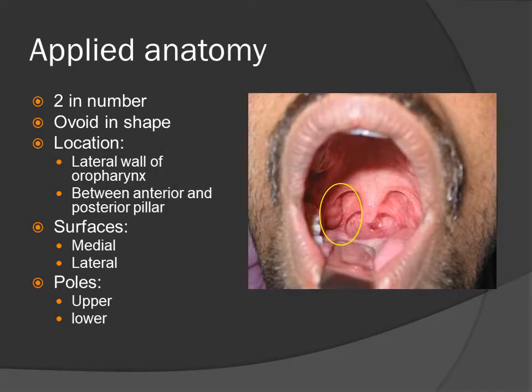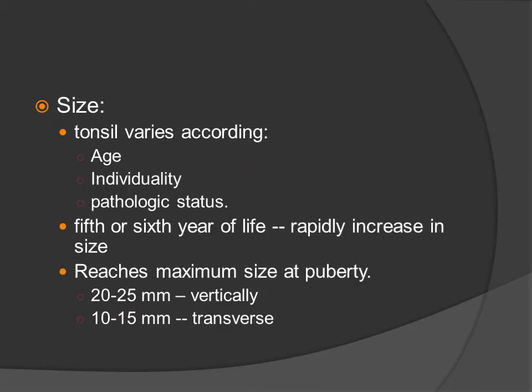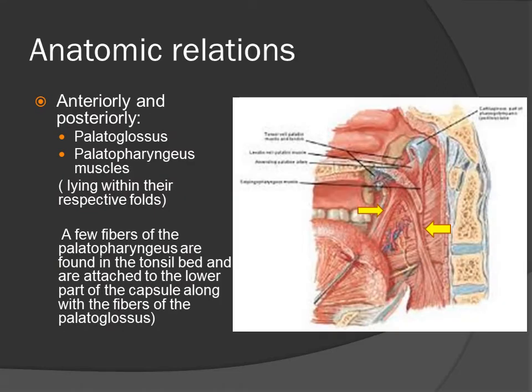Tonsils are ovoid in shape and are present on the lateral wall of oropharynx between the anterior and posterior pillar. It has two surfaces, medial and lateral, and two poles, upper and lower. The size of the tonsil varies as per age, individuality, and pathological status of the patient. It increases rapidly in the school going children. It reaches its maximum size at the age of puberty. It is very important to know the anatomical relation of tonsil in view of surgery.